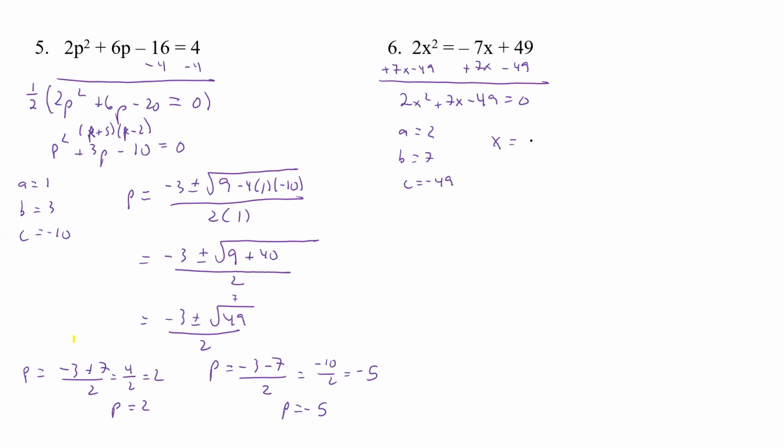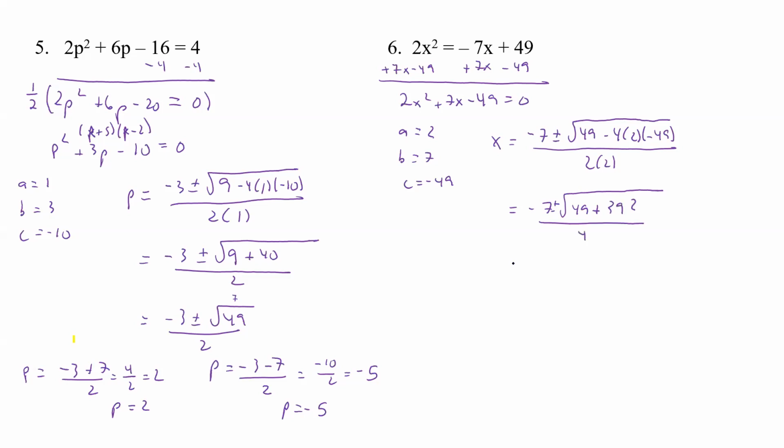So we're going to have x equals, and now we have negative 7 plus or minus the square root of 7 squared is 49 minus 4 times a, which is 2, times c, which is negative 49. And that's all divided by 2 times 2. And so now we start simplifying. And oops, plus or minus. Now we still have our 49. And now we have negative times negative, so that's plus. 8 times that, that's all over 4.